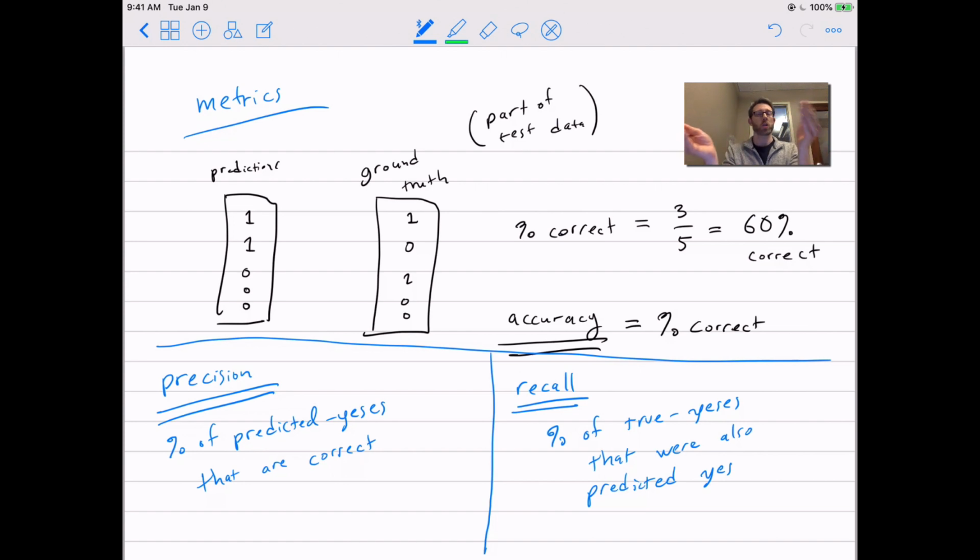So precision and recall are two different numbers. They could be highly disparate. One could be great, the other could be terrible, or they could both be good, they could both be bad. They're not completely independent, but just mathematically speaking, any combination is possible.